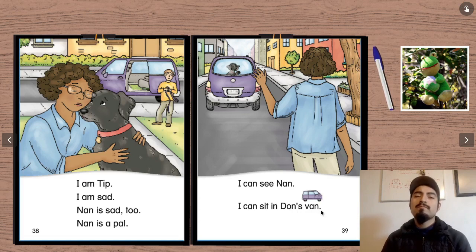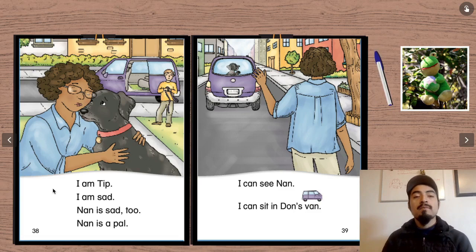I have a question. What's the name of this character? She is a woman. She's a Tip's friend. She is a pal. What is her name? The information is here in the text. I will give you 5 seconds to find the answer, okay? The name of this character is Nan. The information is here.